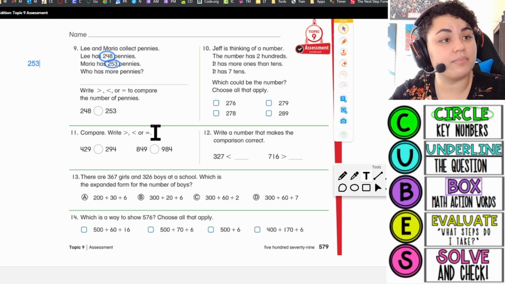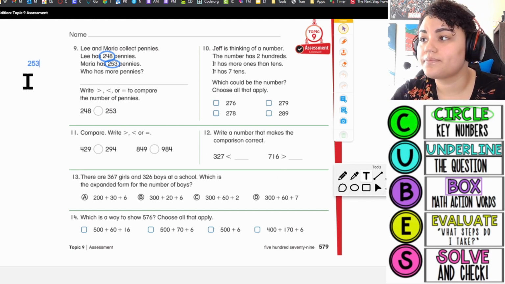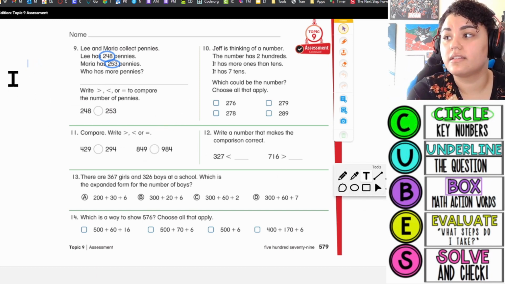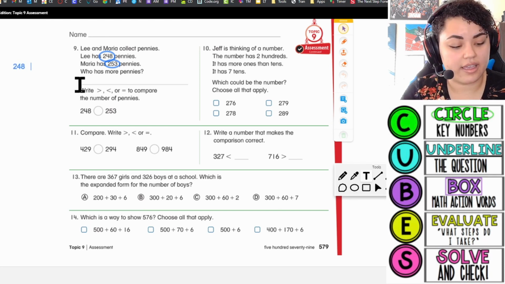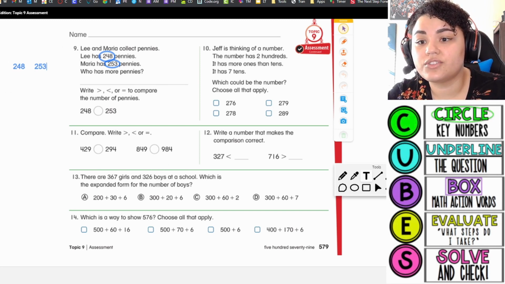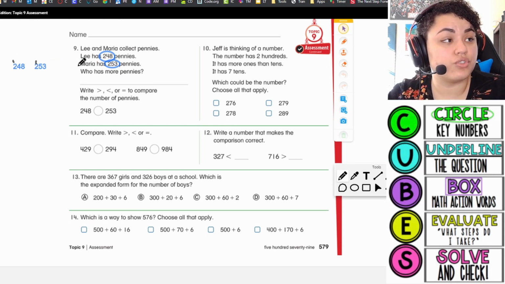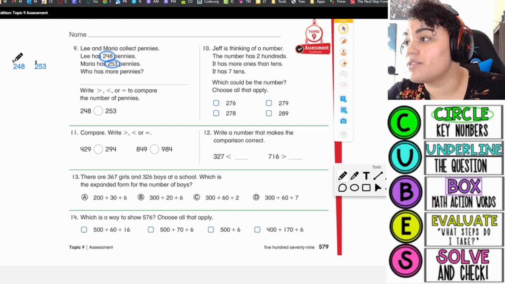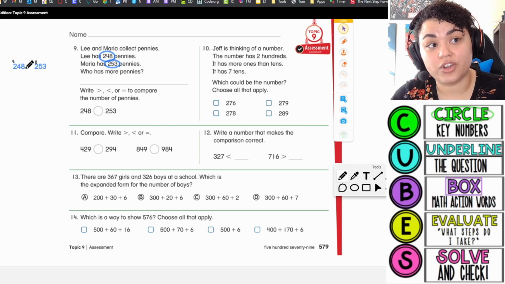When we compare numbers, we start at the, oh, you can't see that. Let's see. We have 248 and 253. When you compare numbers, you start with the hundreds. So let's start with the hundreds. We have 200, 200. Those are the same, so we do 2 dots on top. Let's see, 400 and 500. 500 is bigger, so we're going to draw the alligator eating this way.